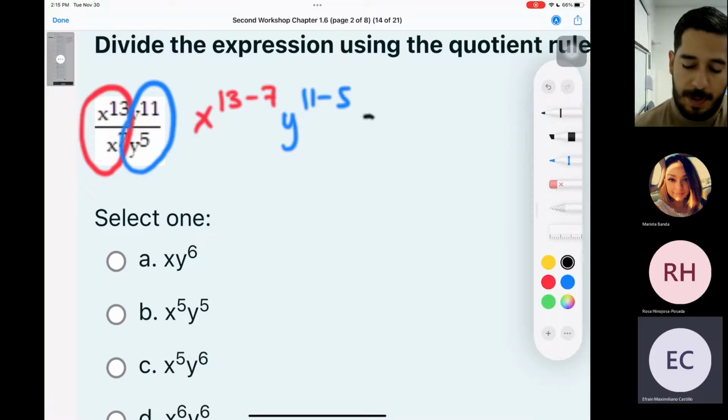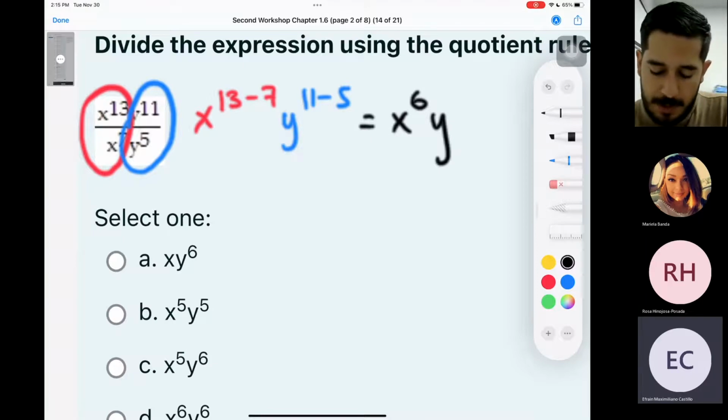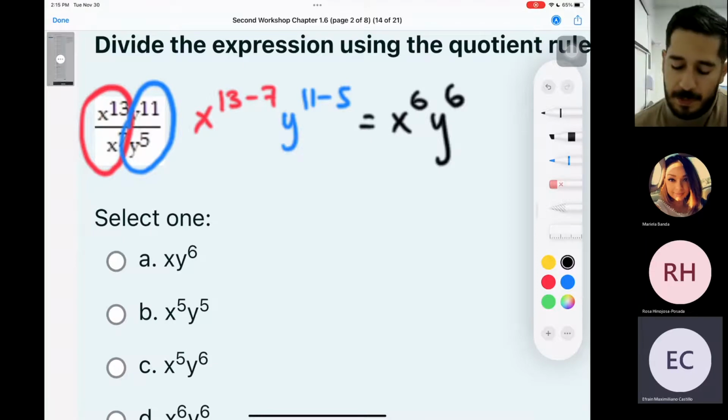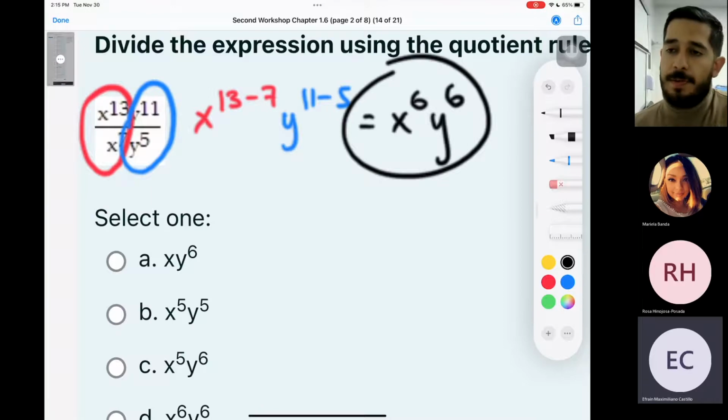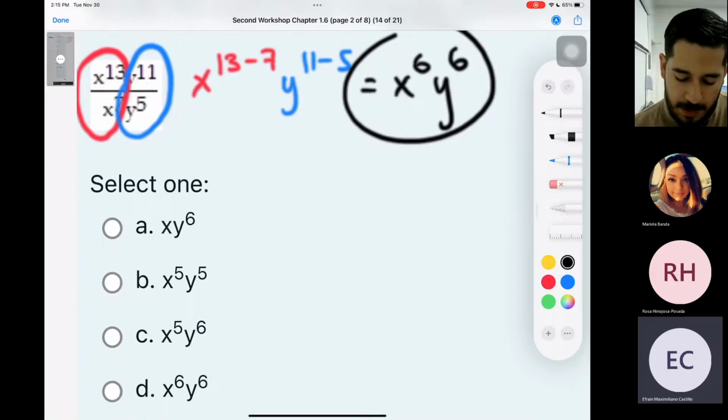And just go ahead and complete the math. X to the power of 13 minus 7 should be 6. And y to the power of, excuse me, this should be 6. And 11 minus 5, that should also be 6. So that should be my final result. X to the power of 6, y to the power of 6. I think that one is over here.